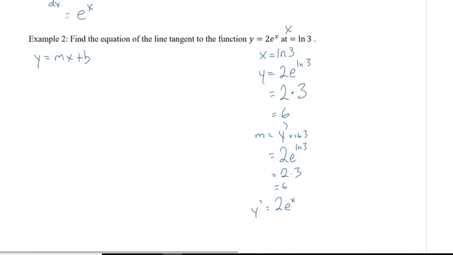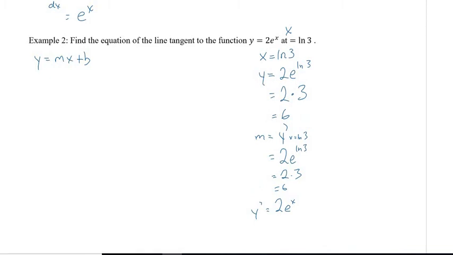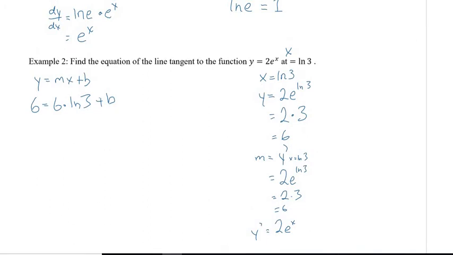So now that we have that, we can plug that information in and try and solve. So y is 6, m is 6, and x is natural log of 3. Let me tidy that up a bit. 6 equals 6 times natural log of 3 plus b. So now we just need to move that over. 6 minus 6 natural log of 3 equals b.